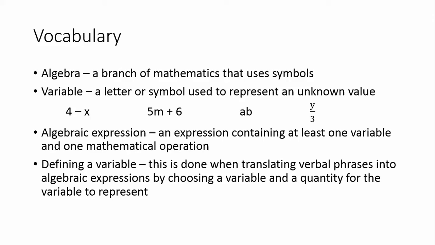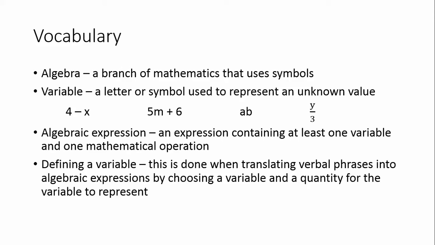Next we have ab. This expression has 2 variables in it, and since there's no symbol in between them, it's multiplication. This would be read as a times b. And the last example is y over 3. It looks like a fraction. Remember that fractions are division, so this is y divided by 3.